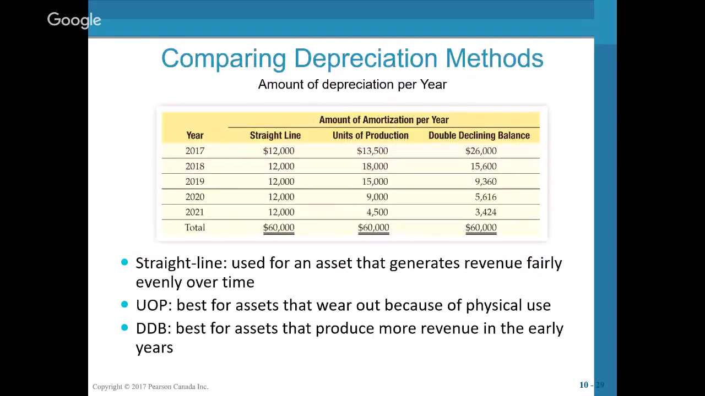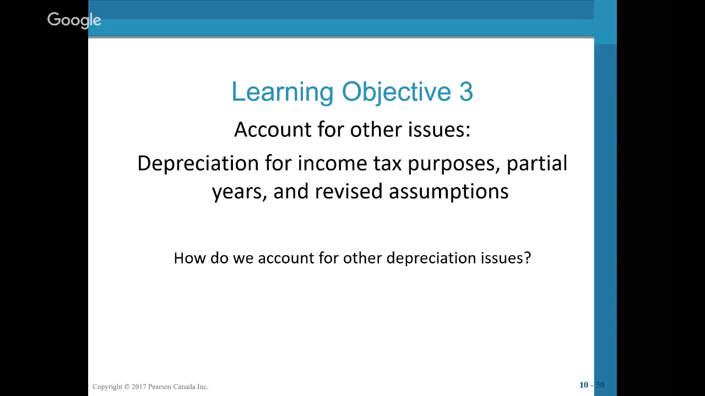If you compare the three methods, what I'd like you to see here is that regardless of the method you use, at the end of the 5 years, we've got a total accumulated depreciation of $60,000. Which means the residual value at the end of 5 years is $5,000. That takes us to the next part of this chapter, which is looking at depreciation for tax purposes, dealing with partial years, and then changing your estimates because depreciation is based on estimates.